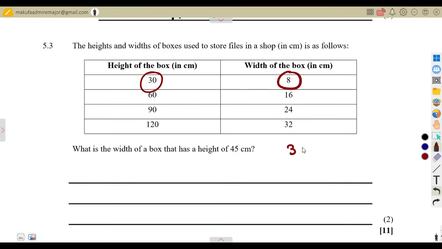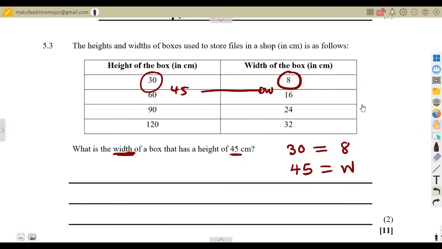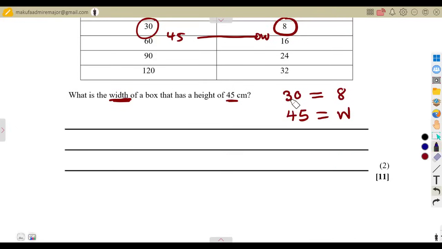So if 30 is corresponding to 8, what about when, because the question needs us to find the width of the box, if the height is, let's say, 45 here, what is going to be the width corresponding? So you're simply having the same thing. The 45 being the height, what is the width corresponding? Or you can write in terms of x. It's up to you. You can form an equation. Guys, the formulating of equation, as long as you understand, you can write 30 over 8 is equal to 45 over W.